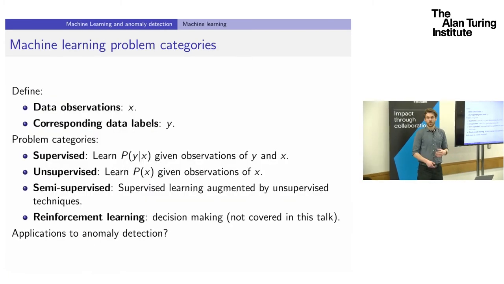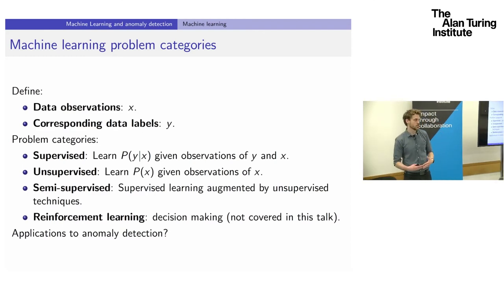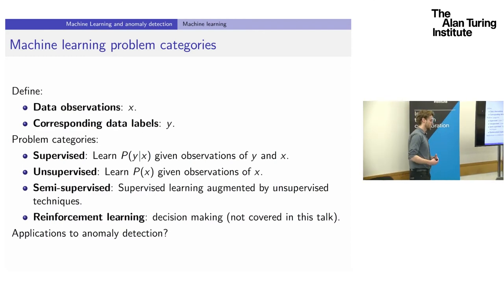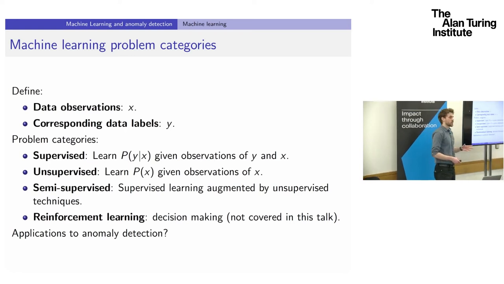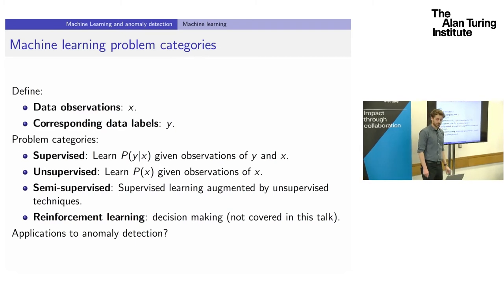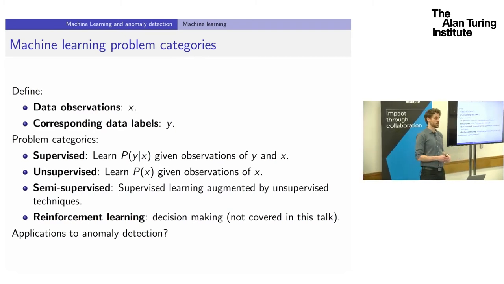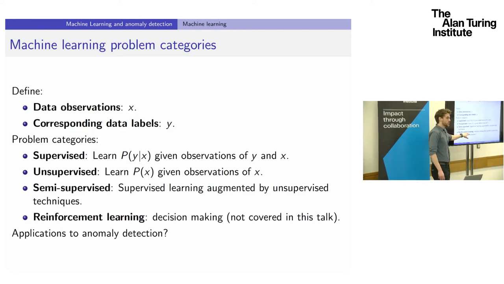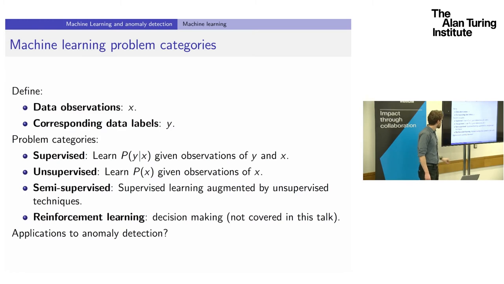Still on background, problem categories in machine learning: supervised and unsupervised learning. We typically have observations and in some cases labels, and we need a way to map between those. Supervised learning is just that: learn the probability of some output given an input. Unsupervised learning is: what is the probability distribution that fits this data. Then semi-supervised is trying to leverage advantages of both. And reinforcement learning, which if you've seen AlphaGo or AlphaZero, that's those sort of techniques. I won't talk about that today, it's a slightly different area.